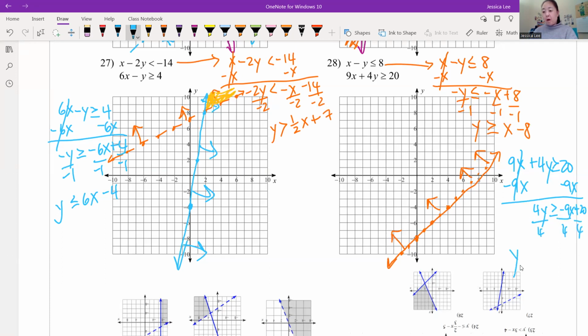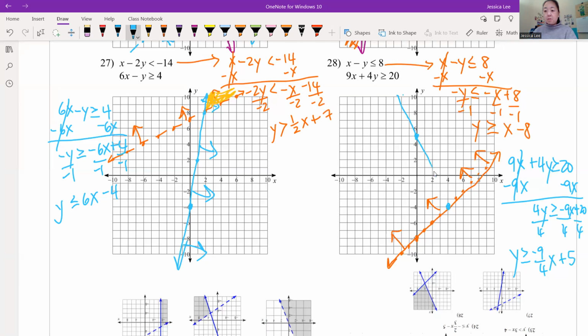I'll write it over here. So y, I didn't divide by a negative, so I'm going to leave it. It's greater than or equal to negative 9 over 4x plus 5, since 20 divided by 4 is 5. So I'm going to go to 5. Go 9 over 4. So I'm going to go down 9 and then to the right 4. Boom, just like that. It's going to be a solid line. Yeah, both of them are solid.